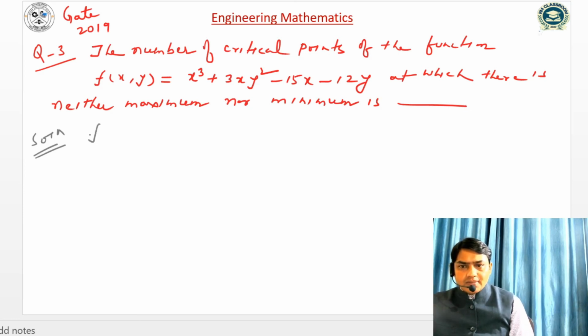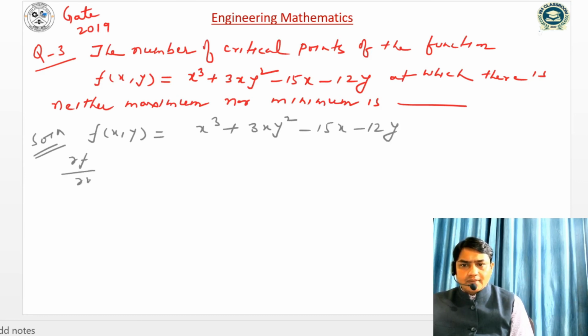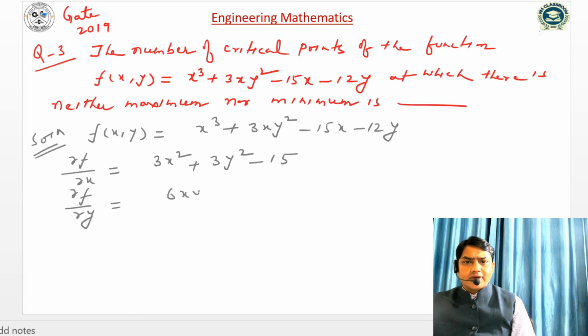So f(x,y) is given, that is x cube plus 3xy square minus 15x minus 12y. We have to find del f by del x. So del f by del x is 3x square plus 3y square minus 15. Similarly, del f by del y is equal to 6xy minus 12. Put the values of del f by del x and del f by del y equal to 0.